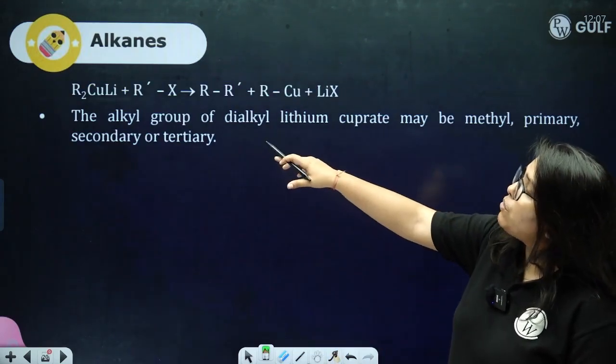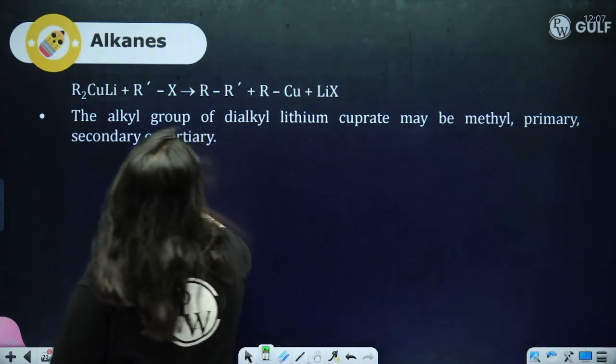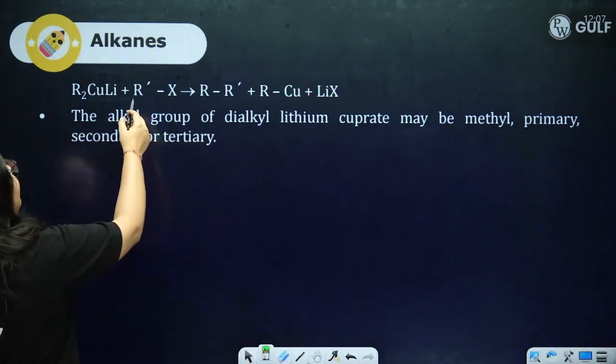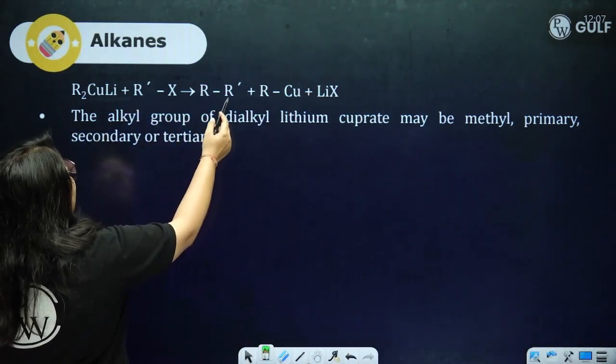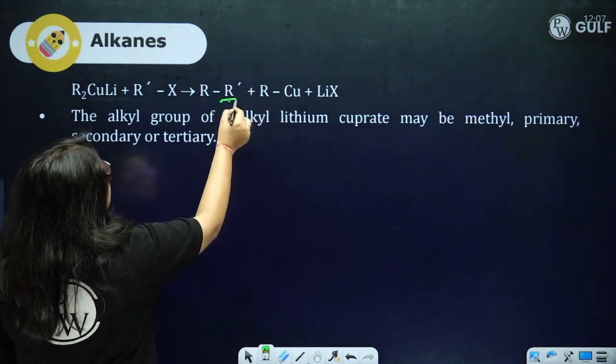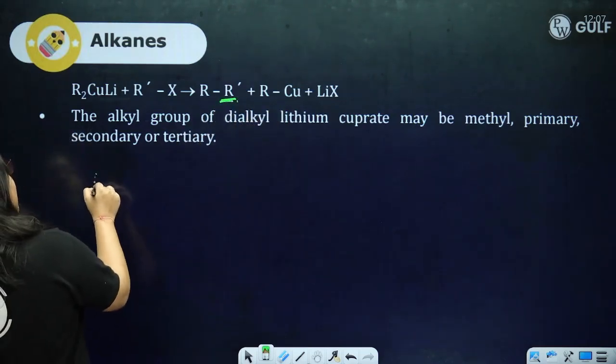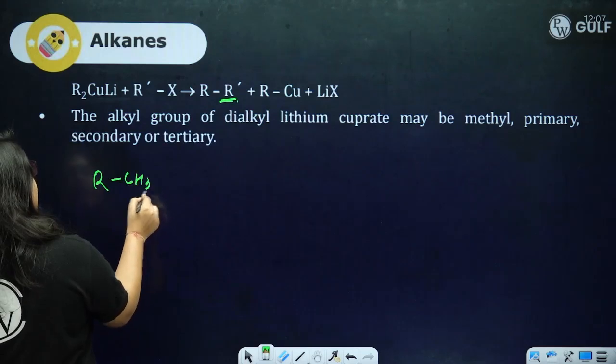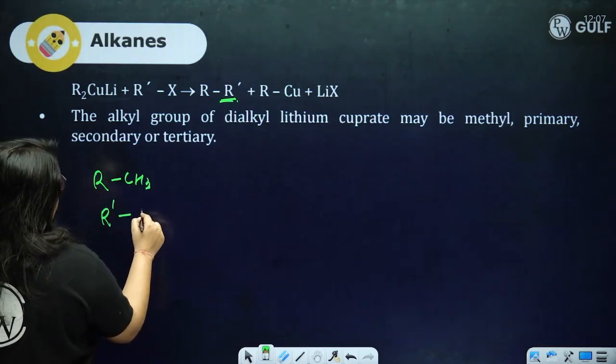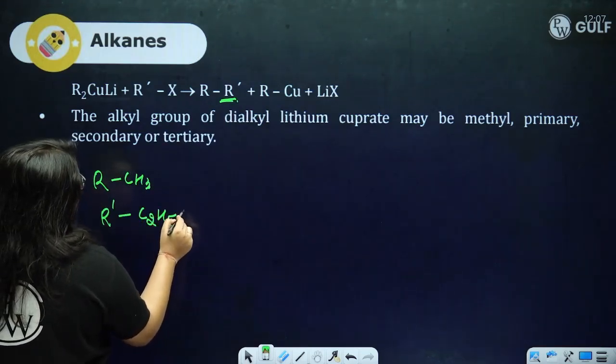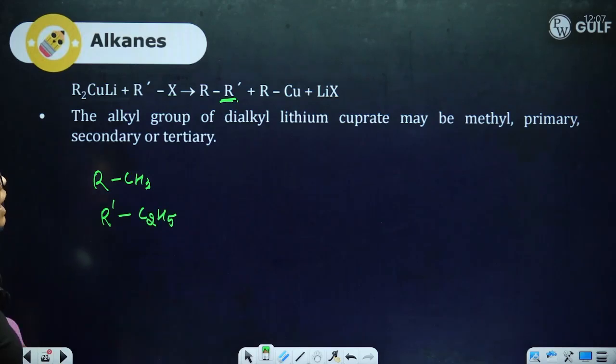So you see, R2CuLi with R'X gives rise to R-R' plus RCu, where R' is unsymmetrical. Let's say if R is CH3, then R' can be any group other than CH3. It can be C2H5. Okay. So the alkyl group of dialkyl lithium cuprate may be methyl, primary, secondary, or tertiary.